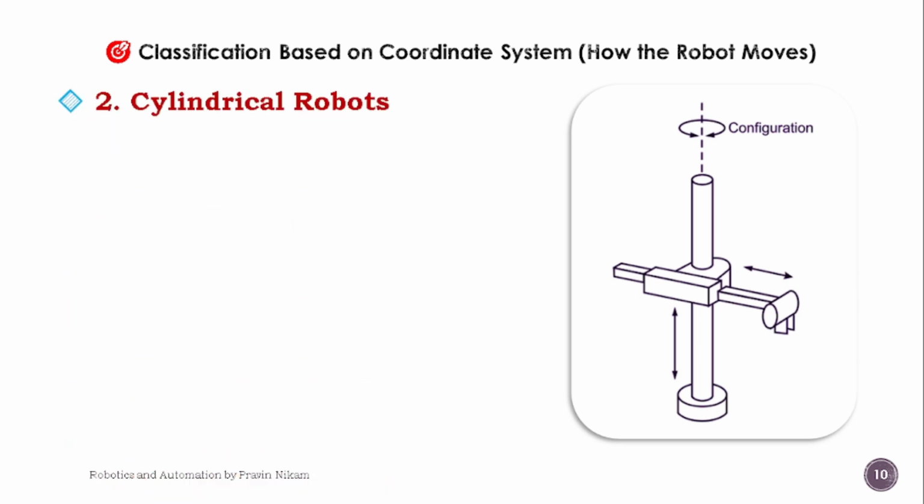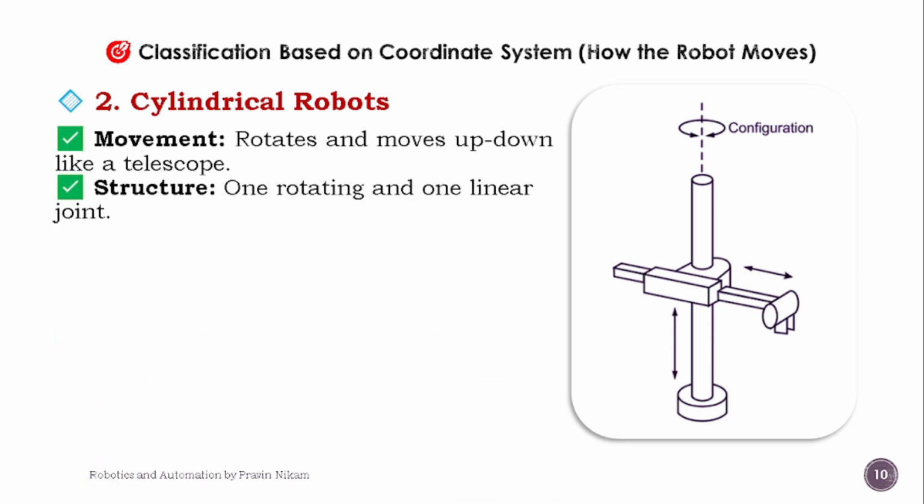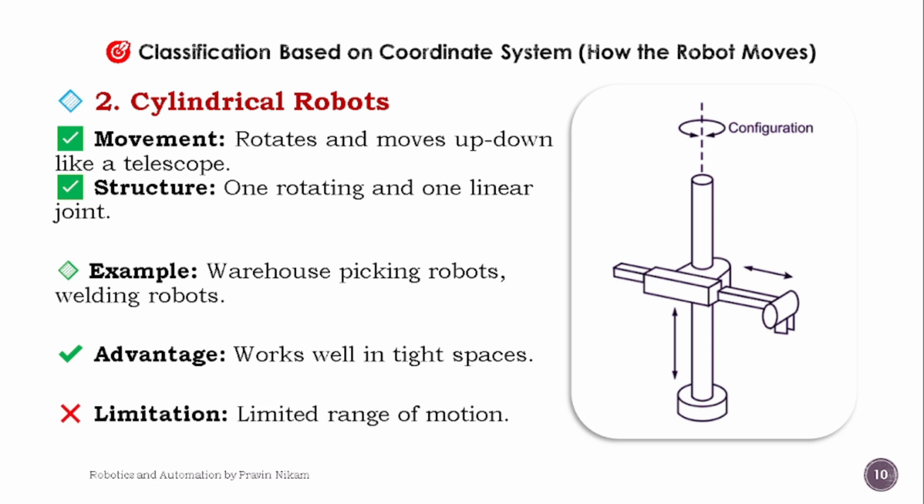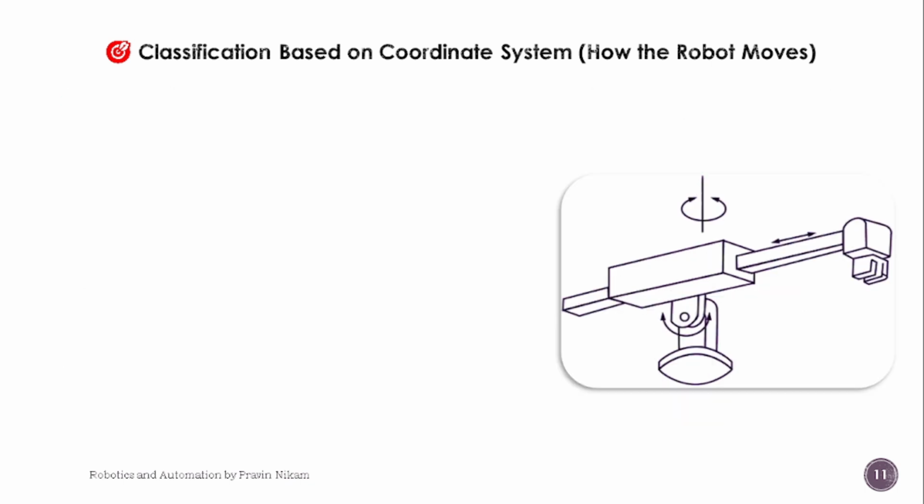Then the second type is cylindrical robots. You can see in the diagram. Movement: rotates and moves up and down like a telescope. So it can rotate along y-axis and it can move up and down, and it also moves along z-axis. Example is warehouse picking robots and welding robots. Advantage is works well in tight spaces. Limitation is limited range of motion.